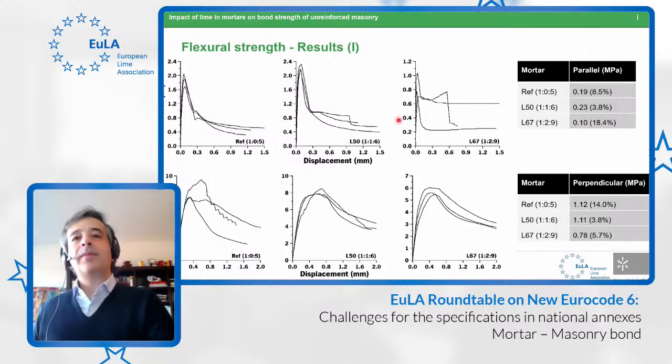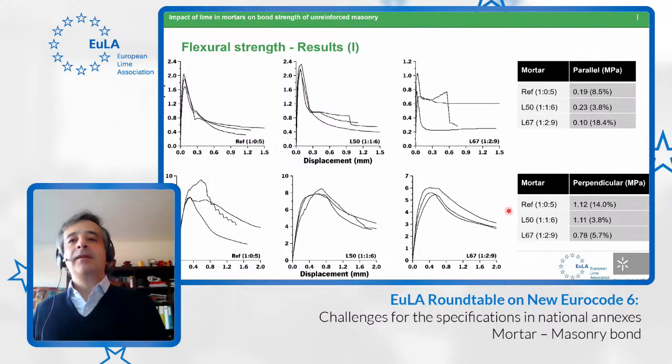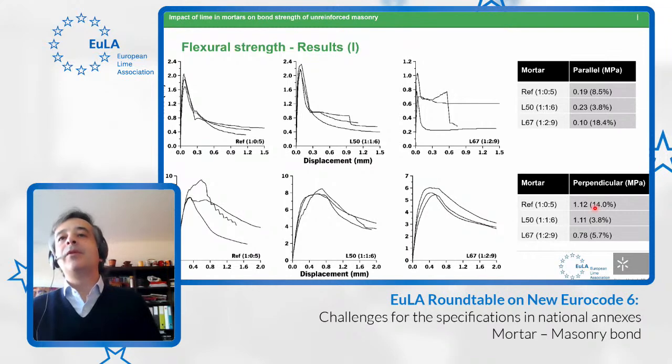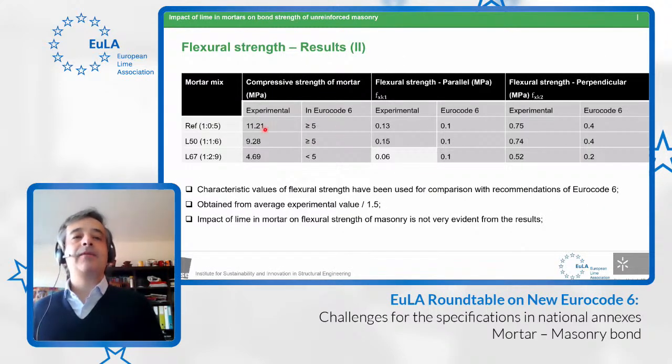So this in terms of parallel to the bed joint. In terms of perpendicular results to the bed joint, the same tendency existed. The reference and the L50 had higher values, of course, higher than the ones parallel to the bed joint, and the L67 with a slightly lower result. So taking into account the compressive strength that existed in the mortars, this was sort of expectable. So I remind you that the compressive strength was these ones that we see here. So the 11, 9 and 4.69, and going to the tables of Eurocode 6 that have already been shown to calculate the expectable fxk1 and fxk2, we would get 0.1 for all the cases and 0.4 for the 2 top cases and 0.2 for the bottom in the L67.